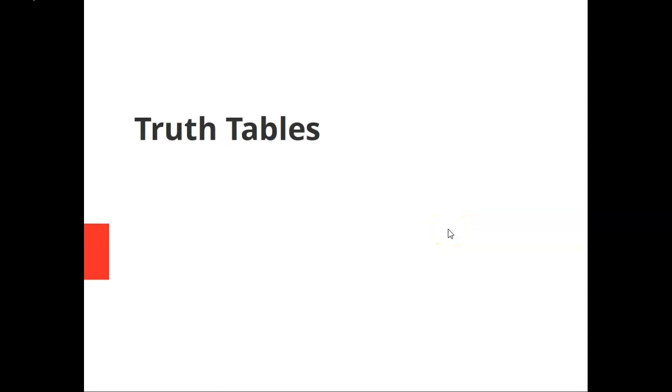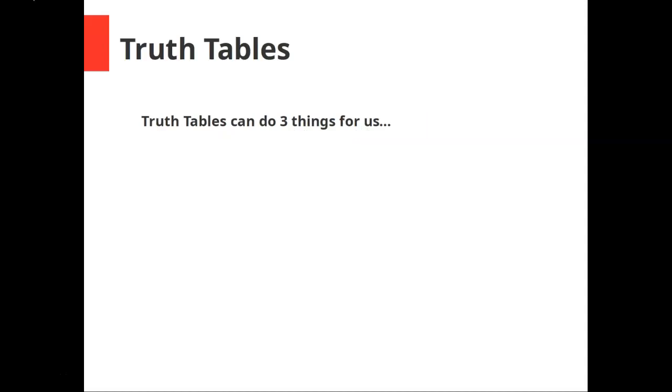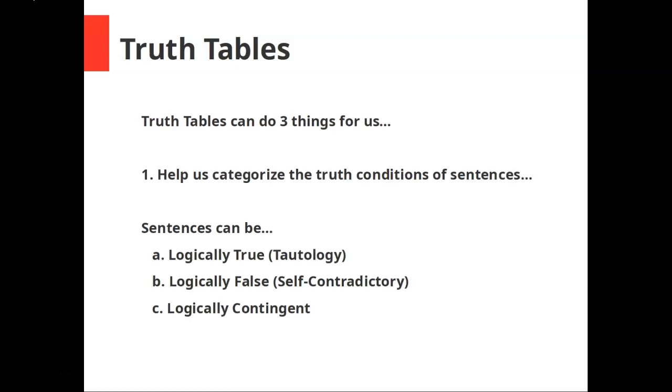The topic of this video is truth tables. It is part 1 of 3. Truth tables can do 3 things for us, and in this video we're going to cover the first of those 3. Truth tables can help us categorize the truth conditions of sentences. And sentences can be logically true or a tautology, logically false or self-contradictory, or third, they can be logically contingent, and we'll say what all those mean.